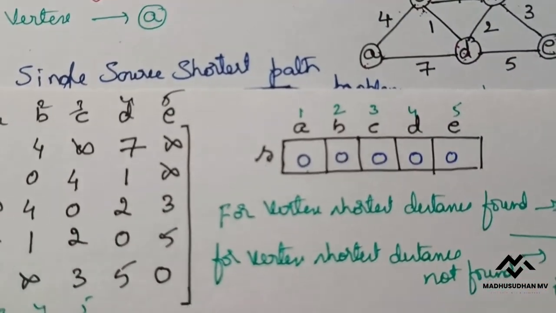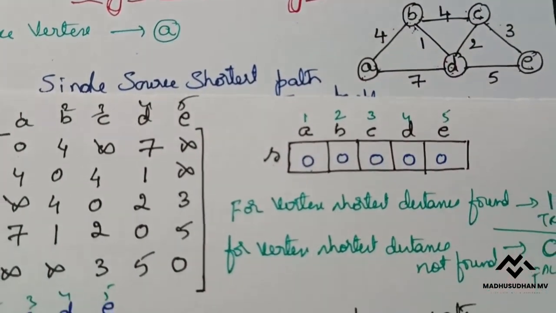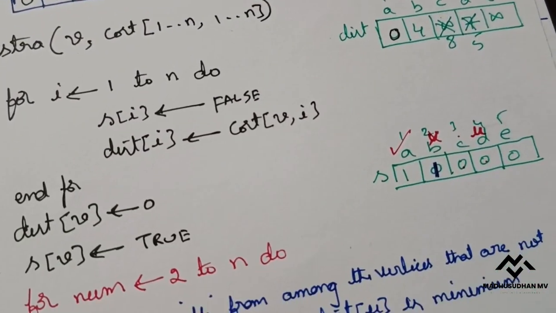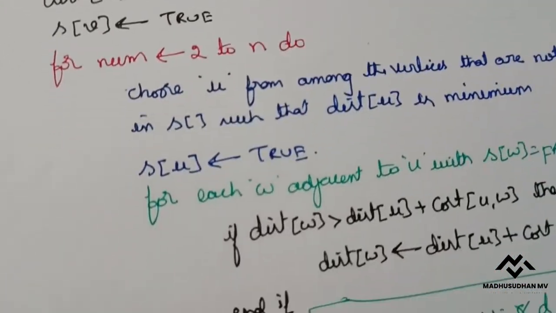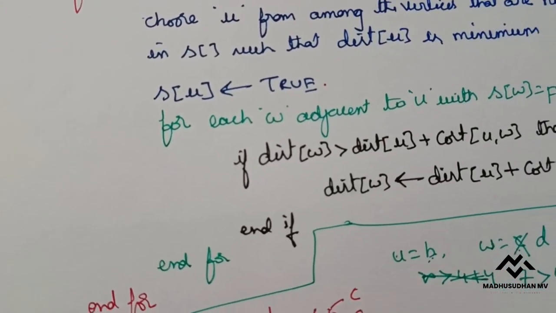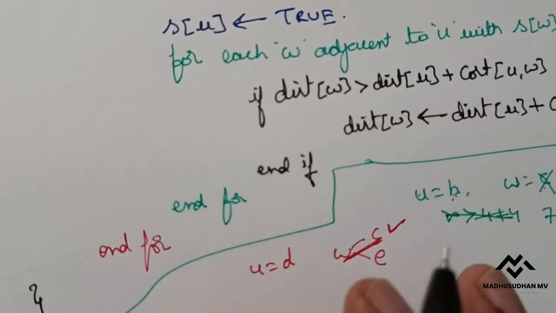But A, B are already taken, so A, B are not considered. So C and D. So W may be C, W may be E. Okay, so that I need to find out. Now again, considering W is equal to C.